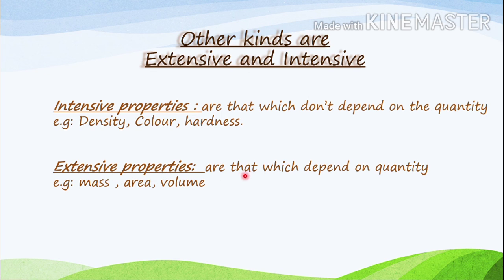And the second one is extensive property. Extensive properties do depend on their quantity. Like mass, if you look at 1 kg and half a kg, there is a difference. Okay, area and volume. So we will talk deeply in the next video. That was the quick review of extensive and intensive property.